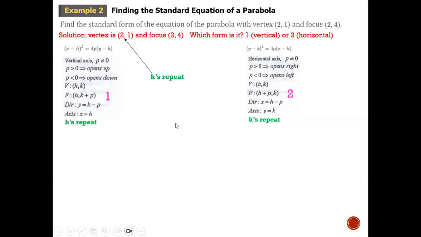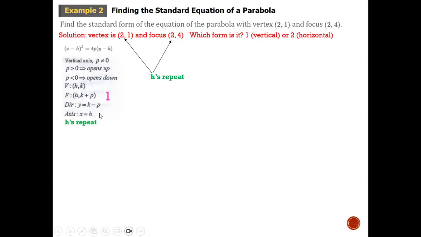So right here on ours, look at the numbers that match. You have the vertex and the focus. They're both the same. The first coordinates are 2. Okay, so the h's repeat. So this is one way to show us that this is going to be a parabola with a vertical axis.